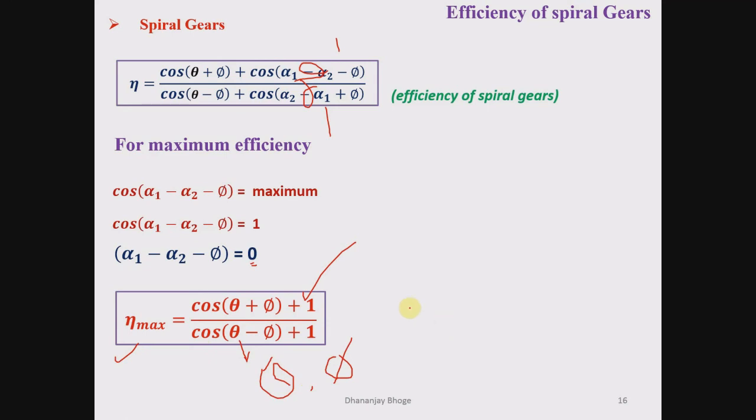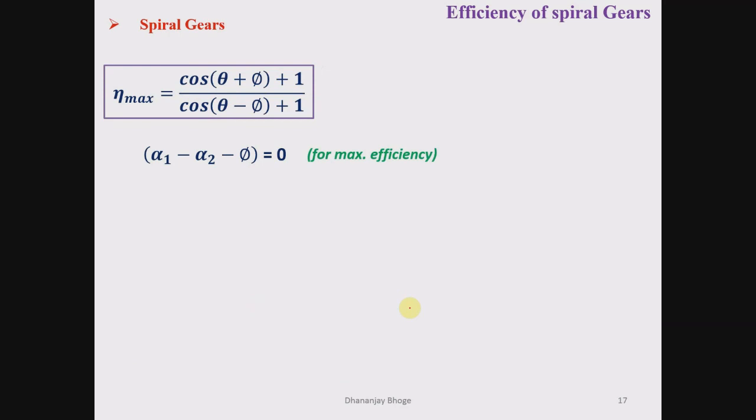Now we'll state the condition for maximum efficiency. So we have already written this, no need to write this again. So for maximum efficiency, this angle should be 0 in the numerator. So alpha 1 minus alpha 2 will be equal to the friction angle phi. Correct? But we know that theta is equal to alpha 1 plus alpha 2. For our case, we have assumed that both the gears have the same hand of helix. So shaft angle theta is the sum of the spiral angles.